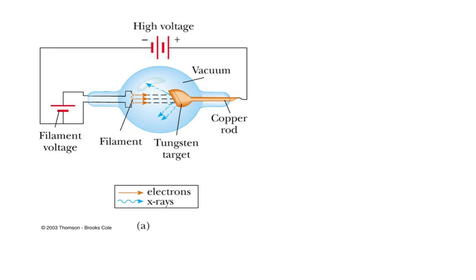The heat that's generated by current in this filament causes electrons to be emitted, and then the electrons are accelerated across. They hit this tungsten target, and the target is held at a higher potential, meaning a higher voltage, so that the electrons are accelerated towards it. And then when the electrons hit, X-rays are emitted. The electrons interact with the atoms in the tungsten, and X-rays are emitted.